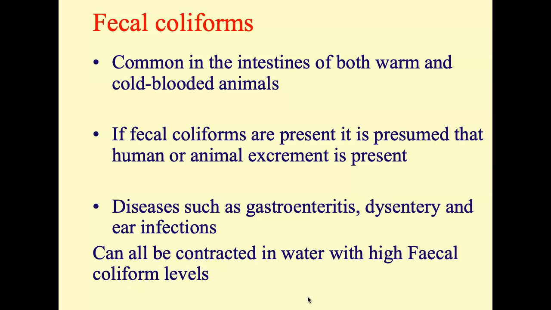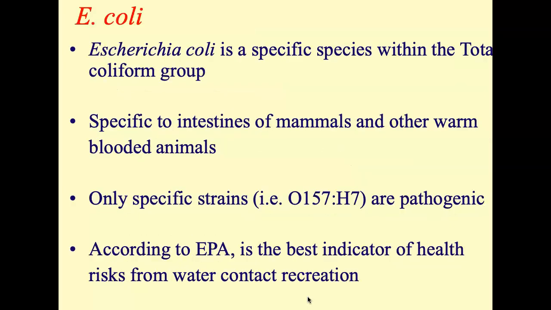Fecal coliforms. These are common in intestines of both warm and cold-blooded animals. If fecal coliforms are present, it is presumed that human or animal excrement is also present. So, for instance, diseases such as gastroenteritis, dysentery, and ear infections are all linked to fecal coliforms.